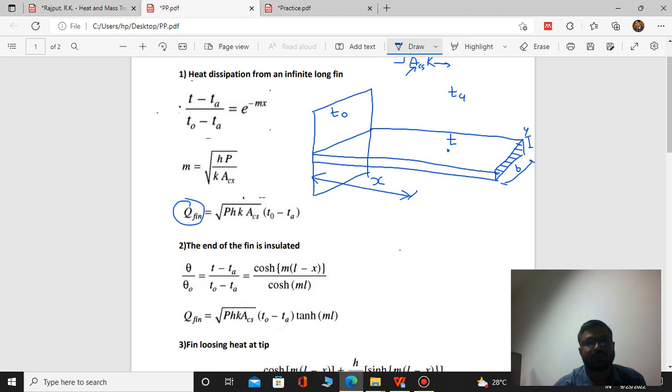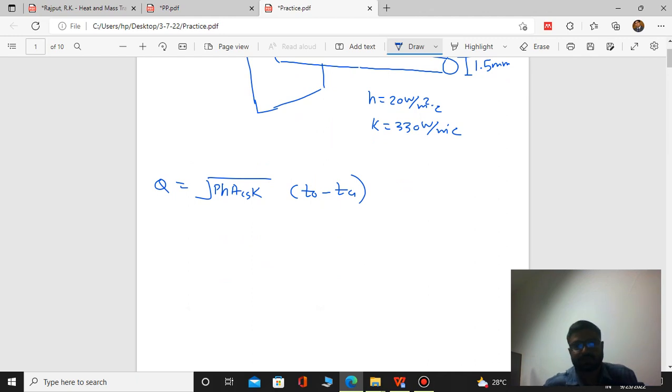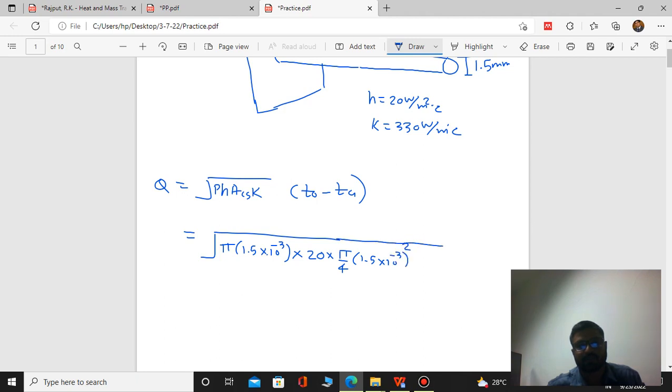Clear? So now we will write down all the terms. So what would be the formula for perimeter? It would be pi d. Now d means 1.5 into 10 raised to minus 3 because that is in mm. Then what is h? h is given, 20. Then the area of cross section would be pi by 4 d square, where d square means 1.5 into 10 raised to minus 3 whole square. Then k means 330.